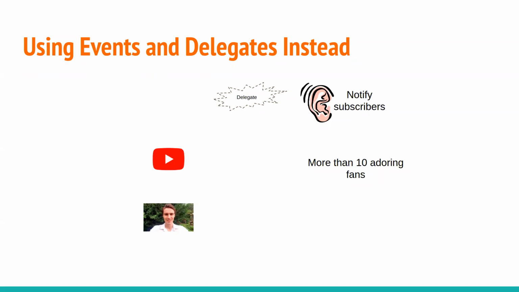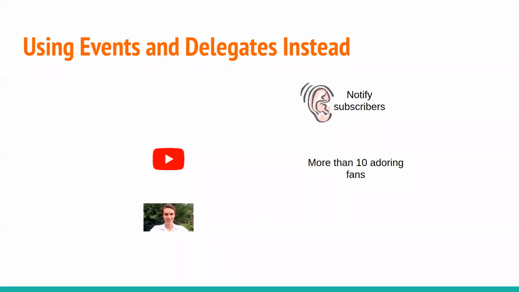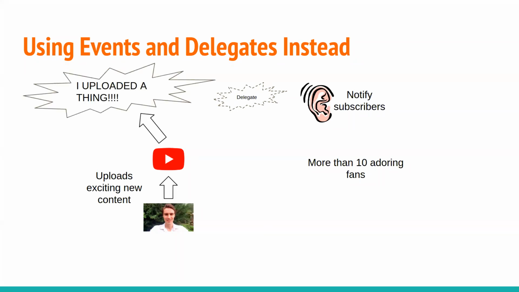So it's like an agreement. Notify subscribers expects to get something that looks like this delegate. Now, in the previous example, when we uploaded a video, we directly called notify subscribers. Instead, what will happen now is when the creator uploads some content, we're just going to shout. We are going to shout in a way that is similar to the delegate. You can see the same shape, right? Our shout has the same shape as the delegate. We're just going to shout.